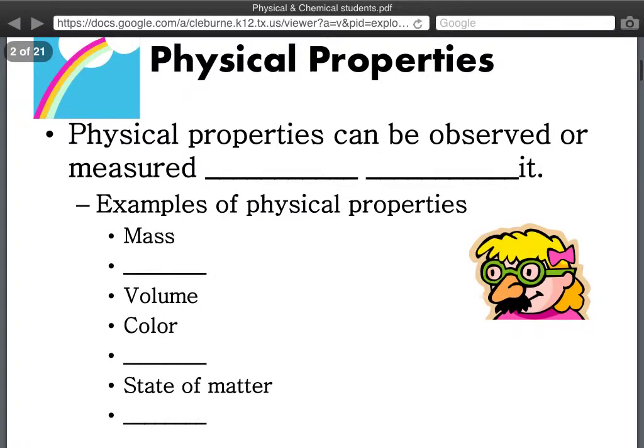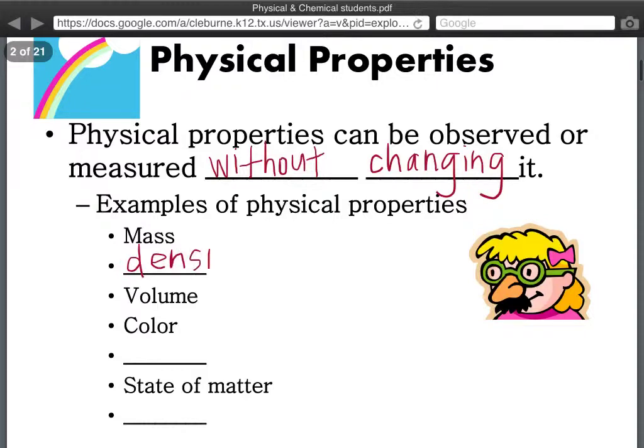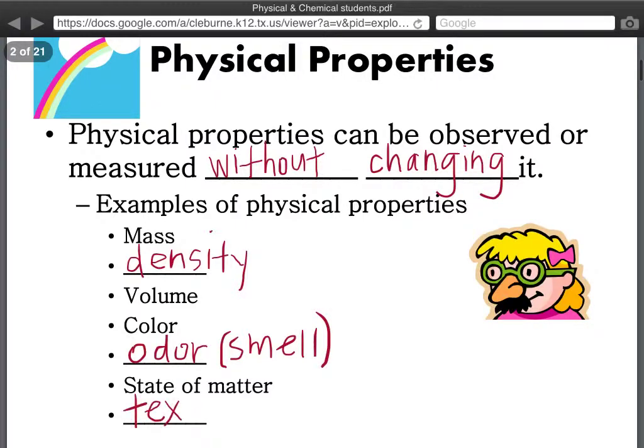Physical properties can be observed or measured without changing it. When you have a property that can be observed without actually changing what the material is, then that is a physical property. Examples of physical properties include mass, density, volume, color, odor, which is how something smells, state of matter, and texture. Those are all examples of physical properties.